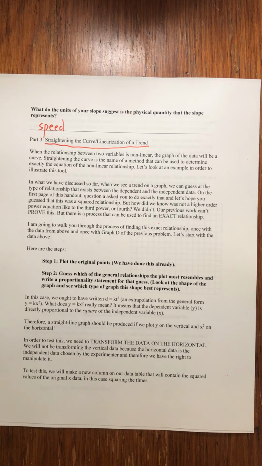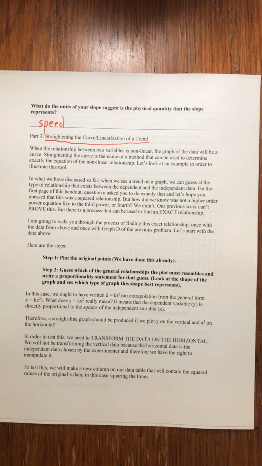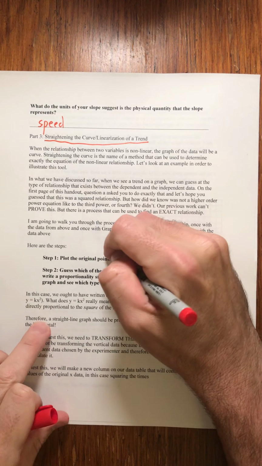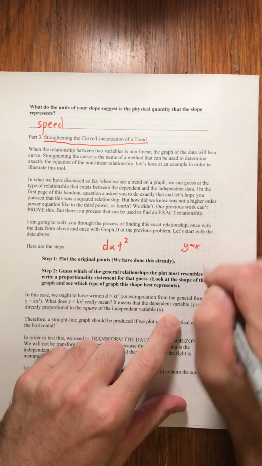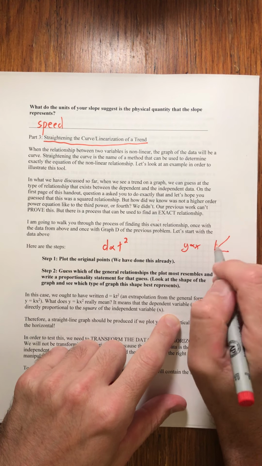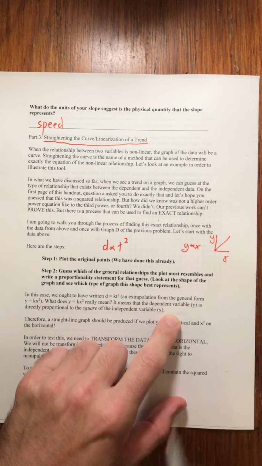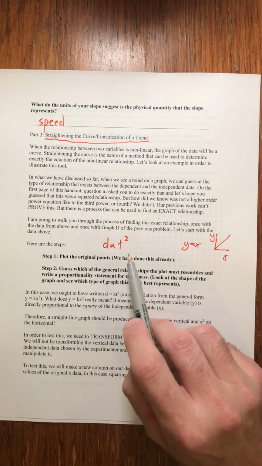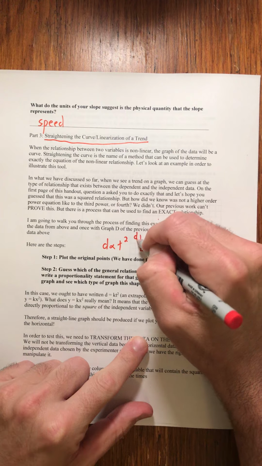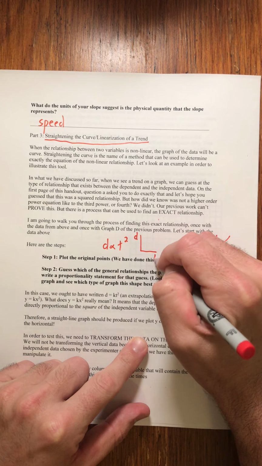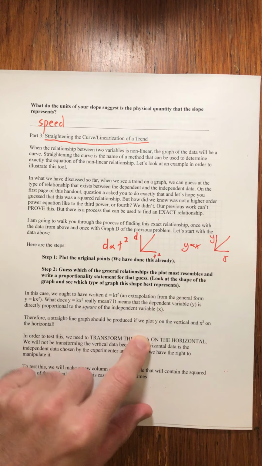So as I said, we've written d equals kt squared as the guess for the equation, or d is directly proportional to t squared. But what does that mean? Well, normally when we say y is directly proportional to x, we end up with a linear graph where y is directly proportional to x. But what this is saying is d is directly proportional to t squared. That suggests that if I plot distance here, and not time, but time squared here, I should end up with a linear graph.